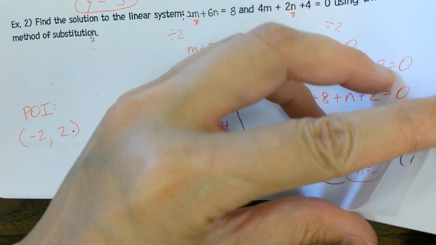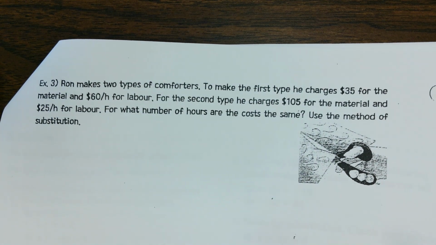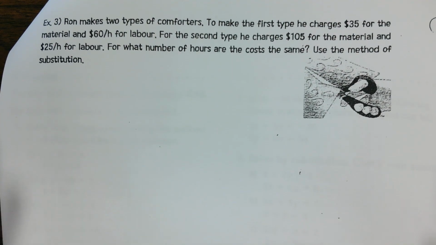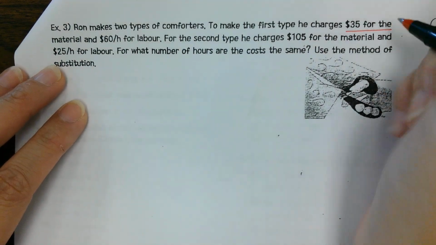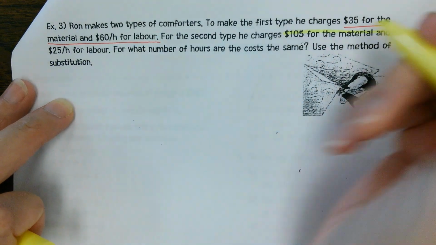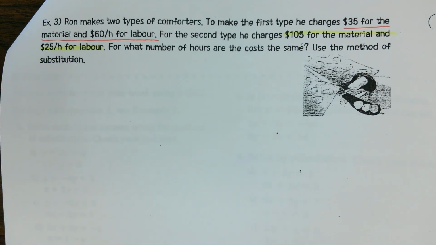Okay, example 3. So last example, quick lesson today. So really short. Okay. Who has a nice voice and can read this for us? Thank you, Kelly. Is it example 3? Yeah. Alright. Ron makes 2 types of computers. To make the first type, he charges $35 for the material and $65 per hour for labor. For the second type, he charges $105 for the material and $25 per hour for labor. For what number of hours are the costs the same? Use the method of substitution.